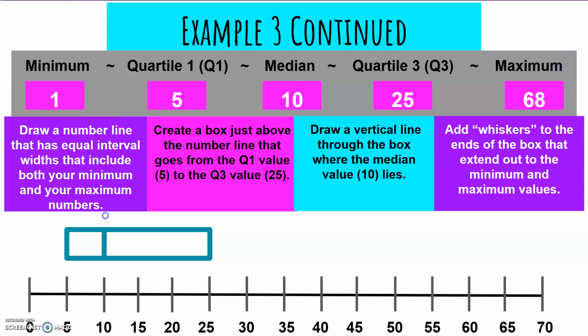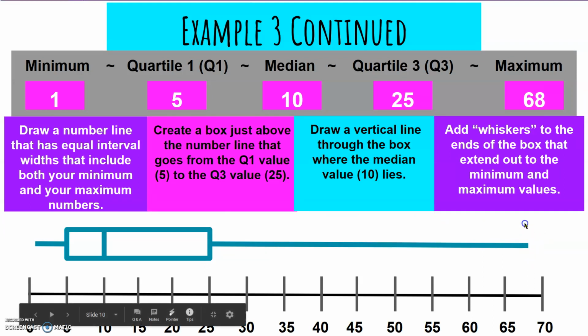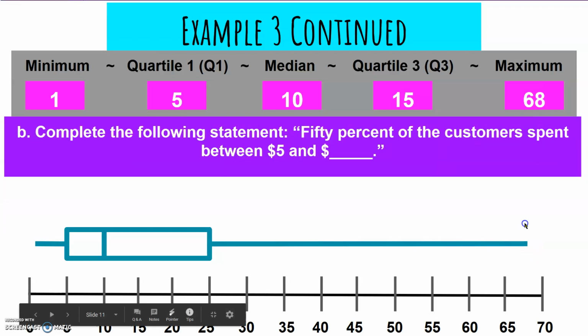Now our whiskers. The name of a box and whisker plot is the most descriptive thing in math as far as I'm concerned right now. Add whiskers to the box that extend out to the minimum and maximum numbers. They're just lines that stick out to our last 2 numbers. This one on the left sticks out to 1. This one on the right goes all the way up to 68. That must have been a good grocery shop for that person.